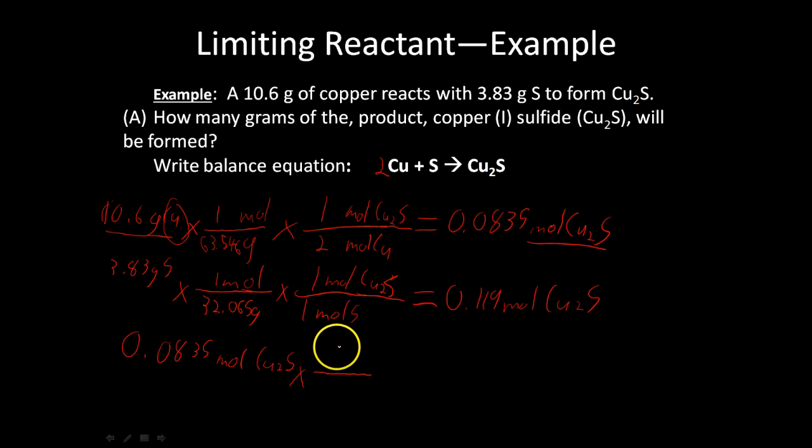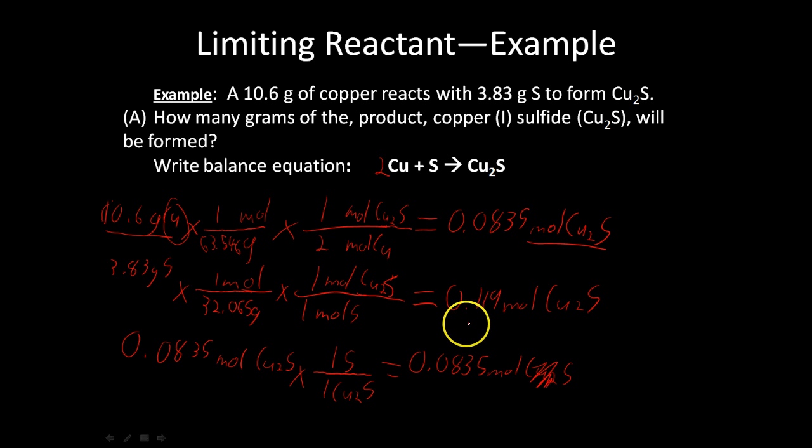So this is 1 S to 1 Cu2S, and so it'll give us the same number, 0.0835 mole of sulfur, not Cu2S. So this is how many moles of sulfur we actually used.